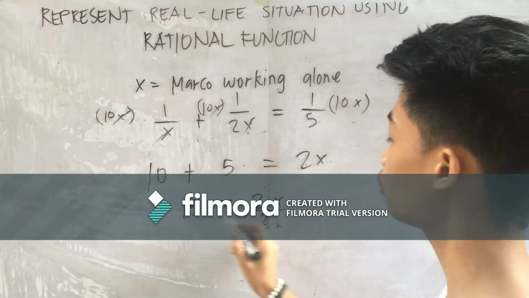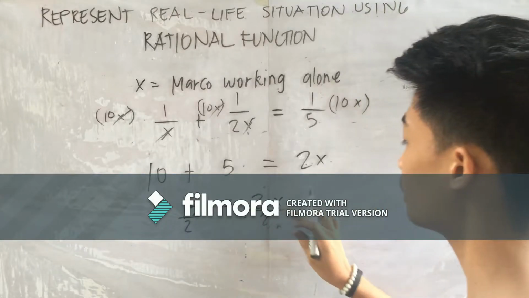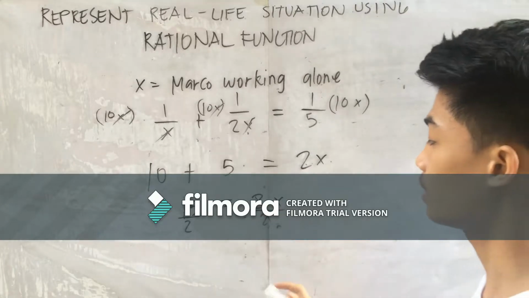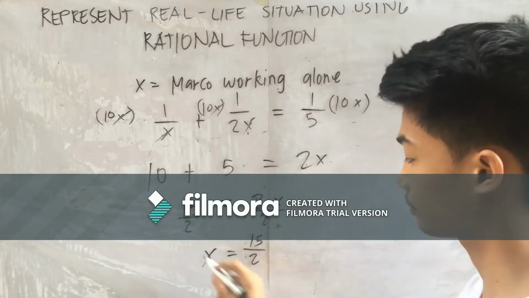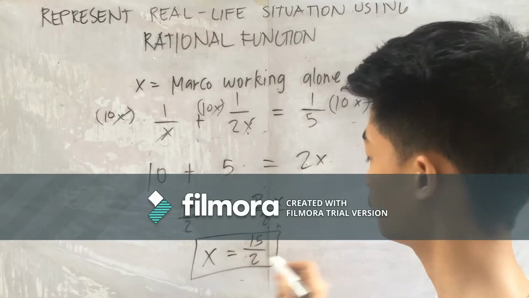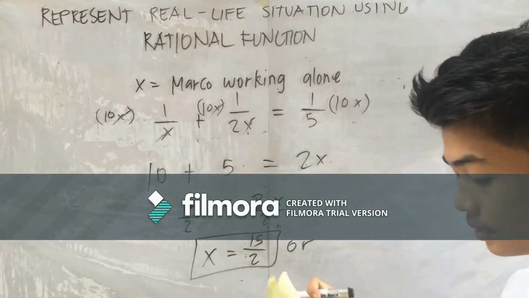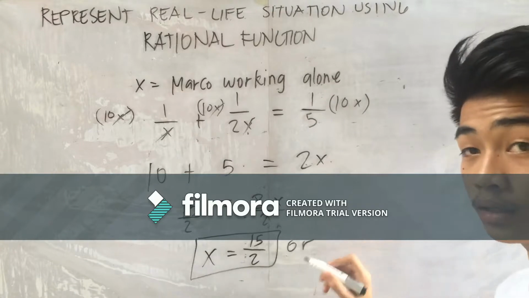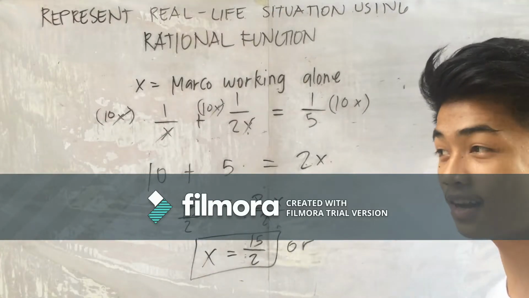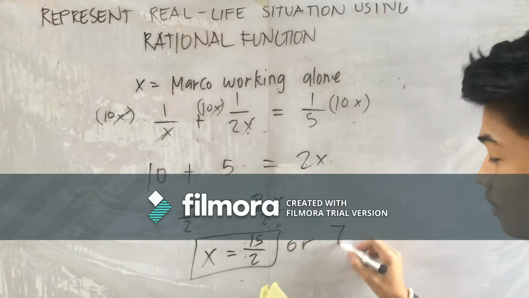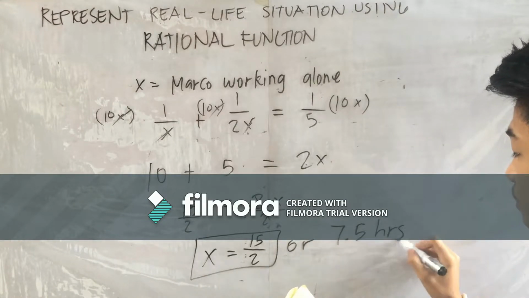Divide both sides by 2 para mawala yung kasama ng x. Cancel. X is equal to 15 over 2. Or, we will convert it into decimal para malaman natin kung ilang oras yung kailangan nila. The answer is 7.5 hours.